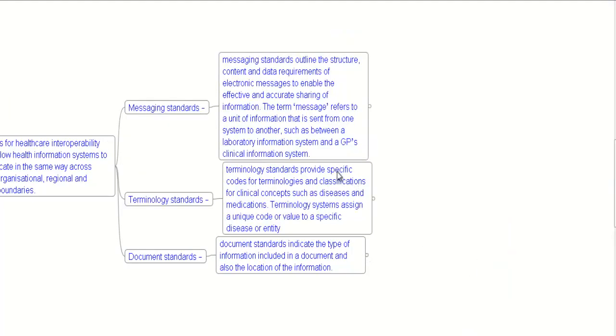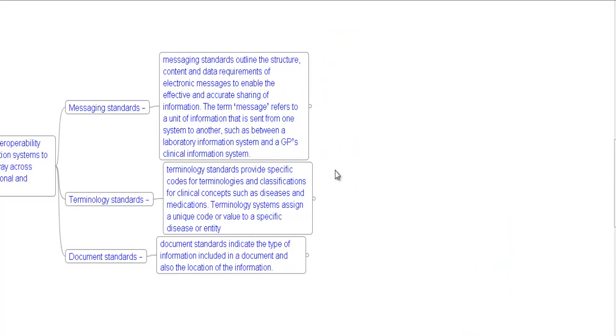So let's see what a messaging standard is. A messaging standard outlines the structure, content, and data requirements of electronic messages to enable the effective, accurate sharing of information. The term message refers to a unit of information that is sent from one system to another, such as between a laboratory information system and a GP's clinical information system.